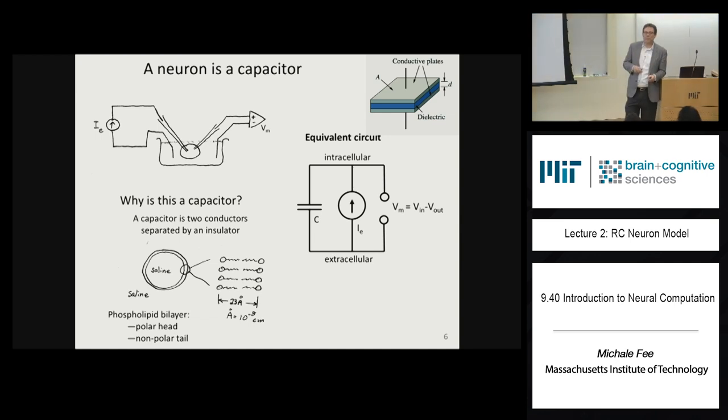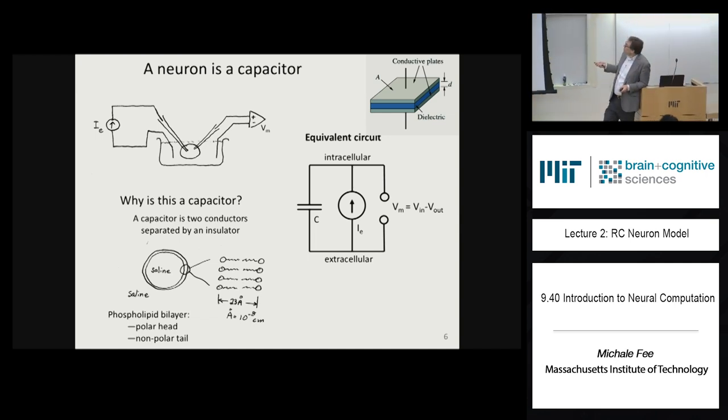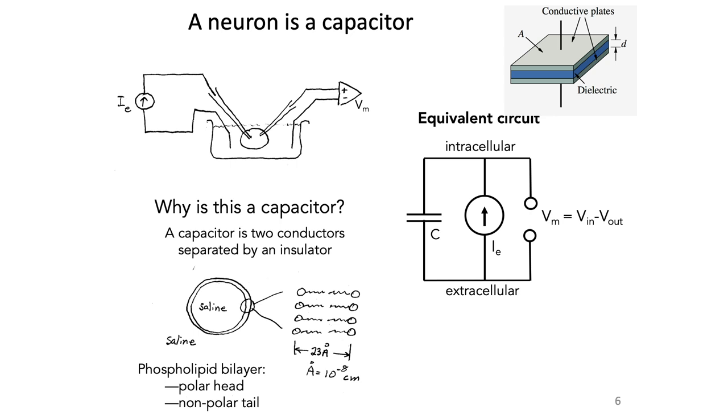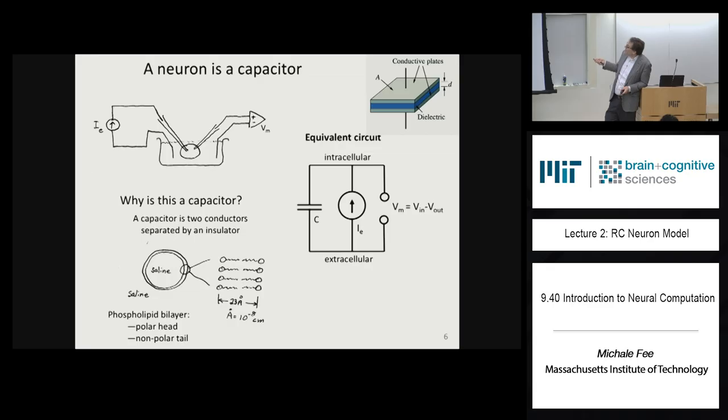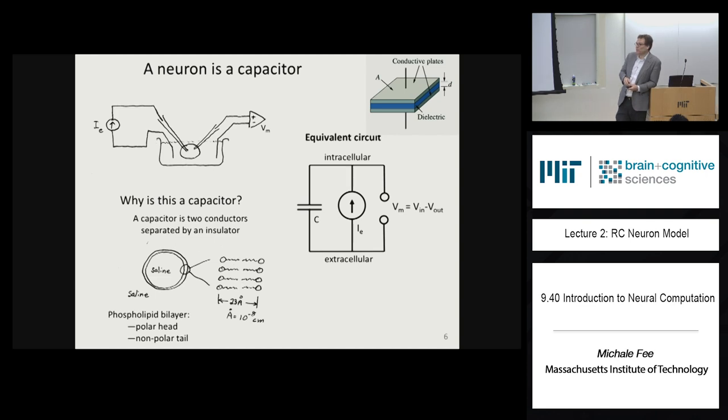This is sort of a simplified symbol for a voltage measuring device. The voltage difference between the inside of the cell and the outside of the cell is what we're measuring here, and that difference is called the membrane potential. It's the voltage difference between the inside and the outside of the membrane. All right, any questions about that?